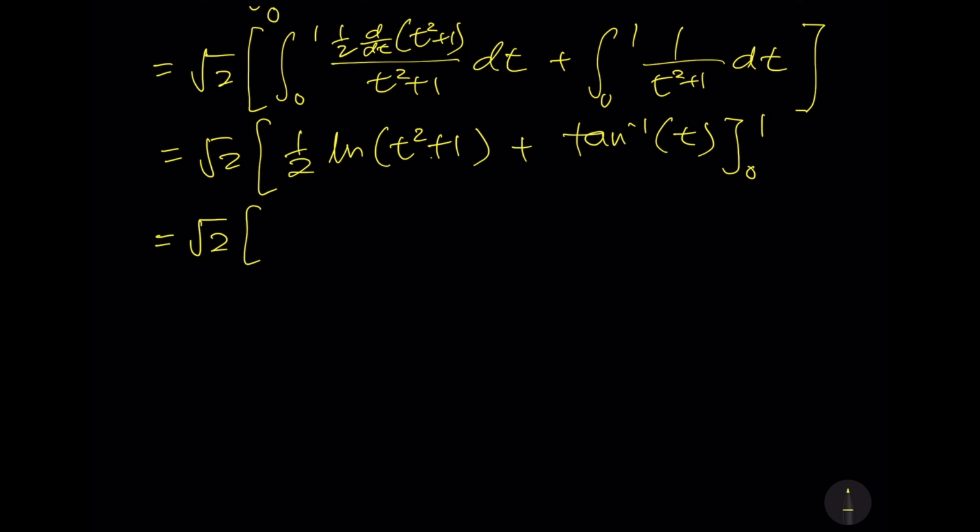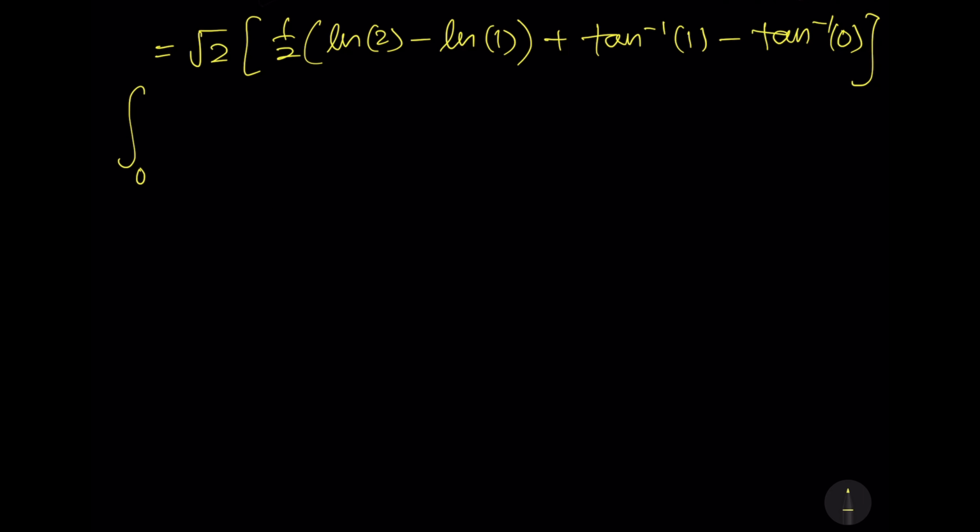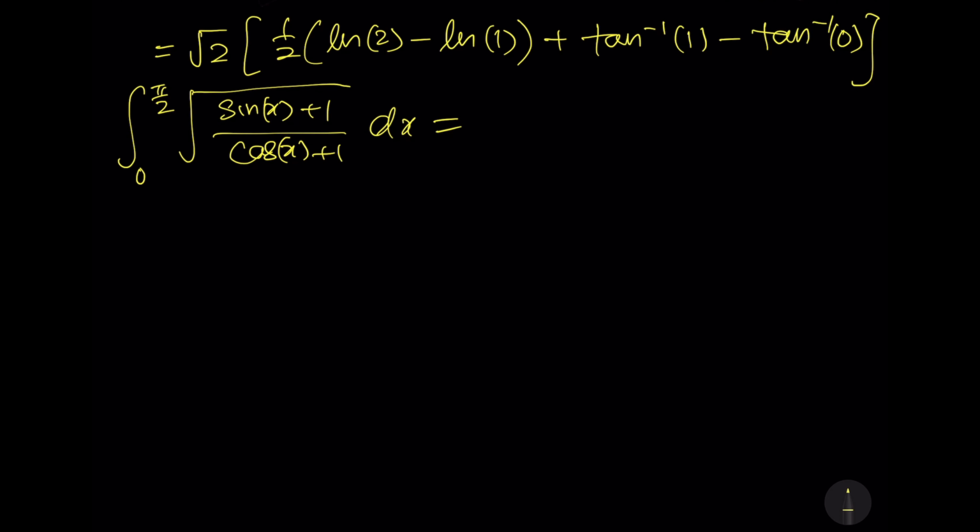Putting t equals 1 into the equation and then subtracting the version where t equals 0, we know natural log 1 and inverse tangent 0 equal 0, while inverse tangent 1 equals pi divided by 4. That brings us to the conclusion of this video. The final answer is the square root of 2 divided by 2 multiplied by natural log 2, plus pi divided by 2.